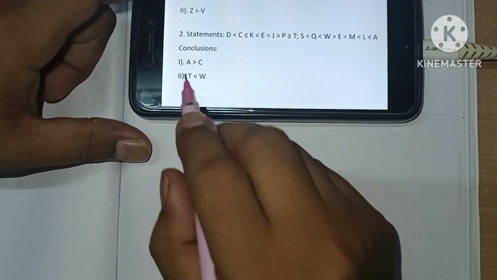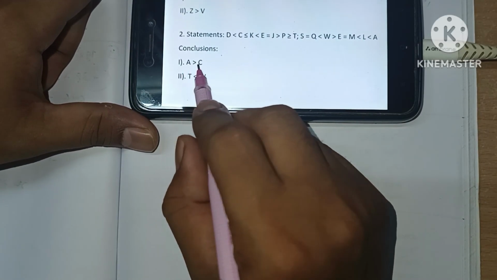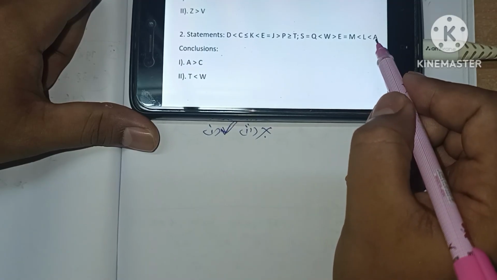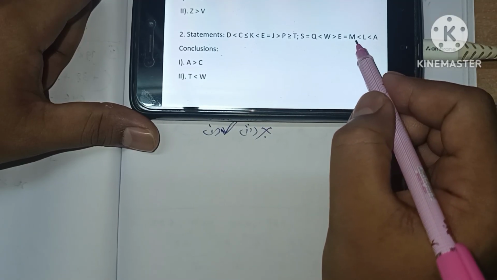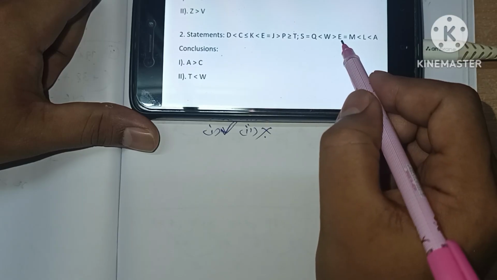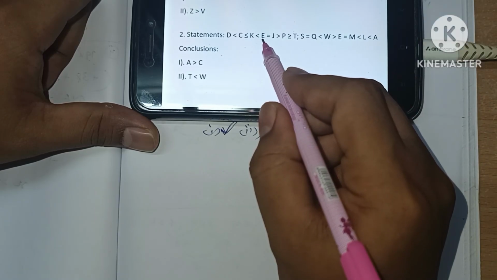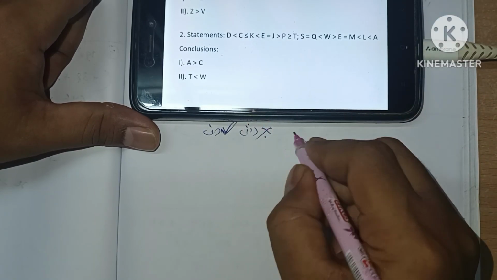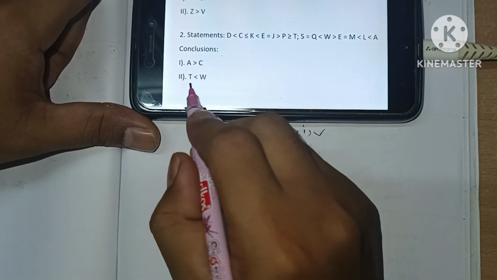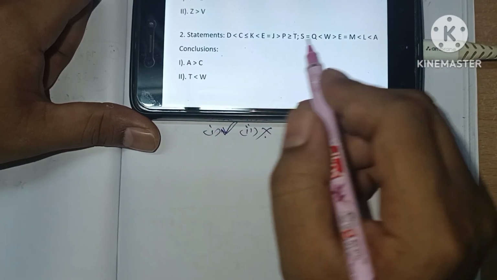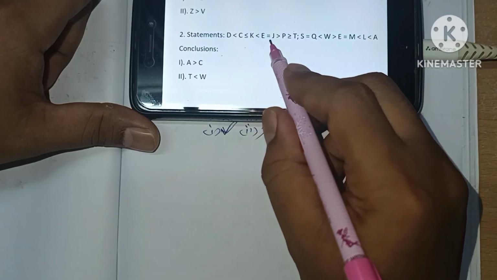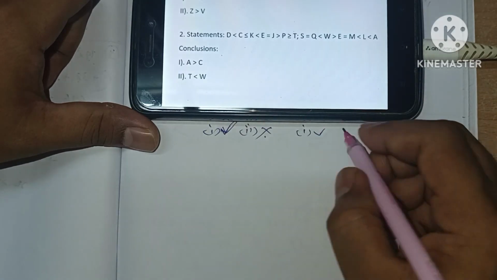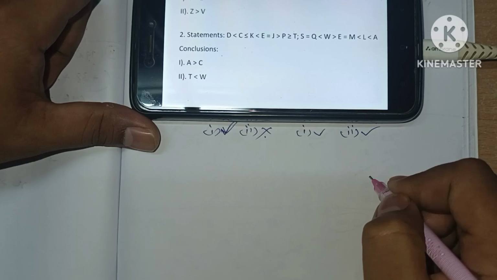Let's see second question. Conclusion. The flow from A to C. Here it is A. From A we can reach to L, M, E. From E we can reach to C. So first conclusion will be true. The flow from W to T. Here it is W. From W we can reach to E. From E we can reach to T. So second conclusion is also true.